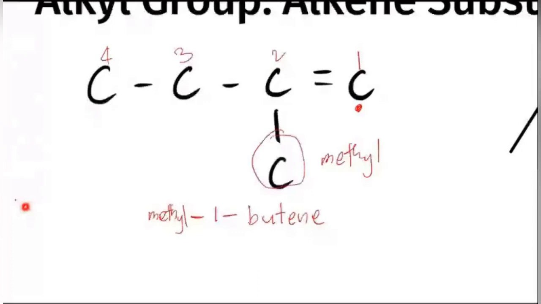So let's review the name. Methyl is the name of your alkyl group substituent. 2 is its location. 1 is the location of the double bond. Butene is the name of your longest chain. Okay.